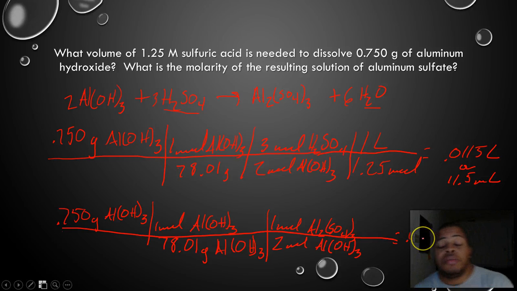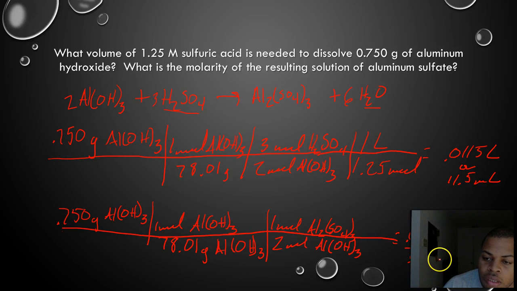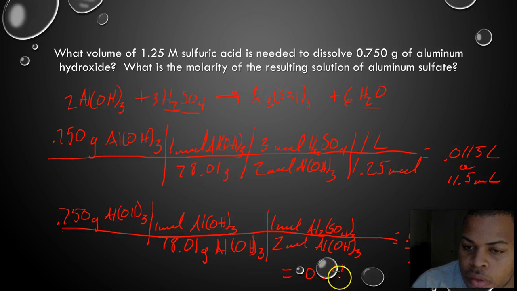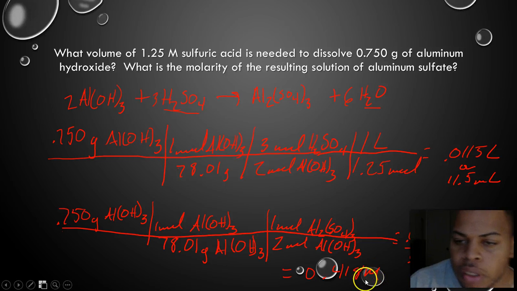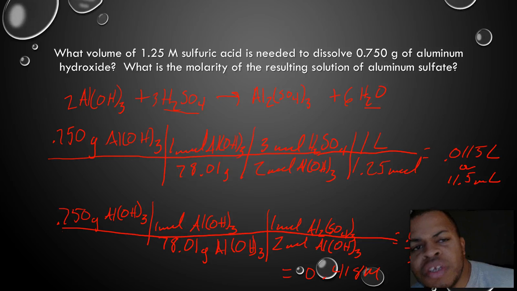Now, in this we have to assume, since the only volume we have is the volume of the sulfuric acid, that that's going to be the only volume that we're dealing with. So, in this case, 0.0115 liters. So, if we take that and divide it out, we get a final answer of 0.418 molar.